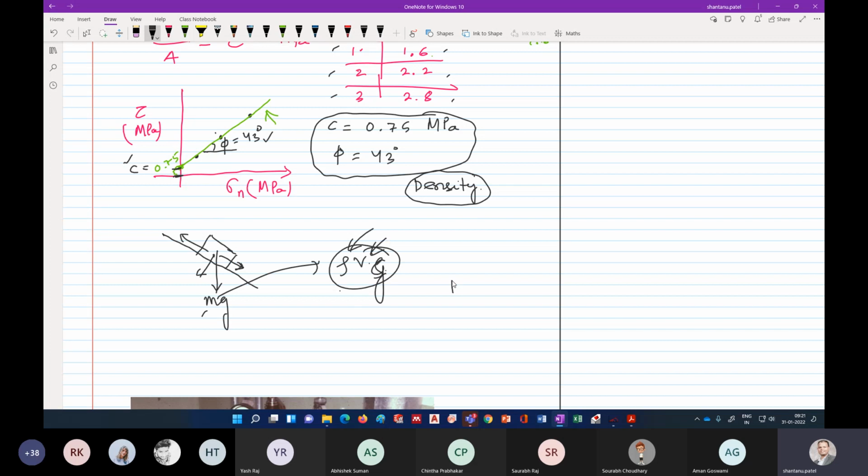So similarly, in our underground design case, how big is this mass which is sliding? So that we need to know, right? And what is the weight, so that we can calculate what is our resistance force.